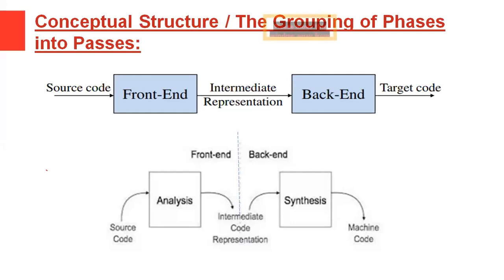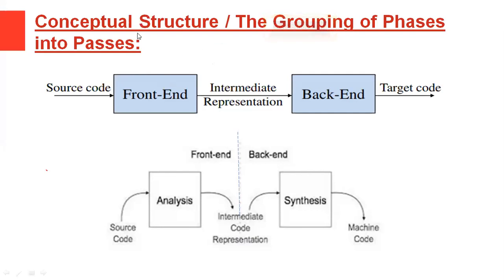So what is the difference between phase and pass? A pass means the evaluation of the entire program, and a phase takes input from the previous stage, processes it, finds the output, and gives it to the next stage. That is called a phase. So this is the main difference between phases and passes.